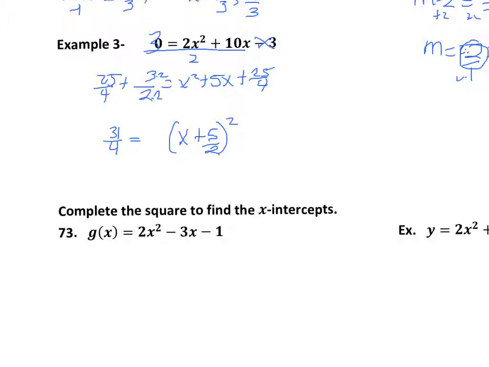All right? So now we're ready to square root both sides. So we get plus and minus root 31 over 2 equals x plus 5 halves. Oh, no, we did get it. And now we minus 5 halves. So that equals negative 5 plus or minus root 31, and all of that is over 2. Done.